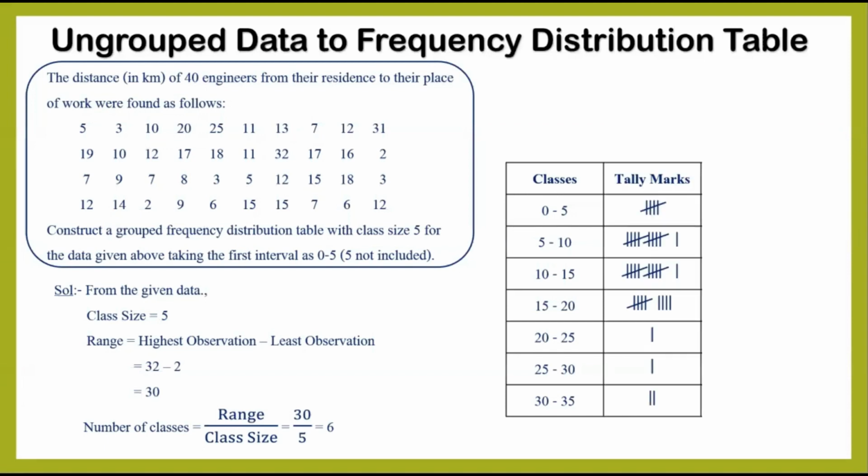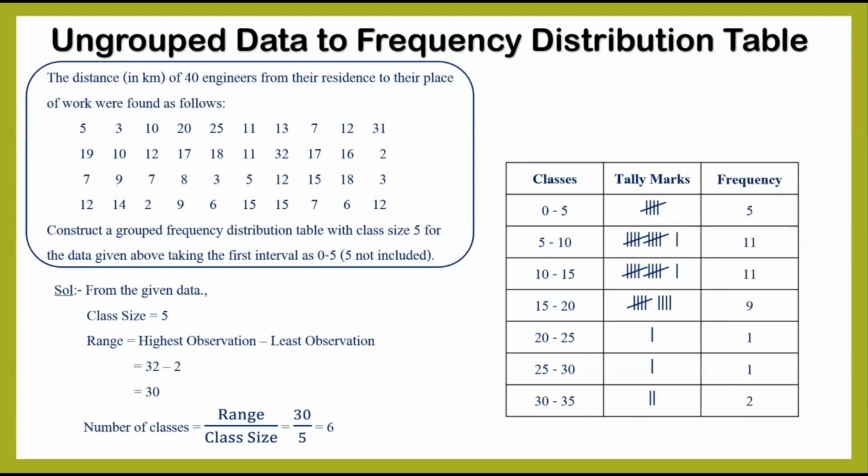Okay, right. Now the classes column is ready and the tally marks column is ready. Now let us fill the frequency column, just switching the tally marks into numbers. So 0 to 5 has frequency 5, 5 to 10 has frequency 11, 10 to 15 has frequency 11 again, 15 to 20 is 9, whereas the 20 to 25 class has frequency 1, 25 to 30 is also 1, and 30 to 35 is equal to 2. So now if you observe, we have totally shifted ungrouped data into a frequency distribution table.